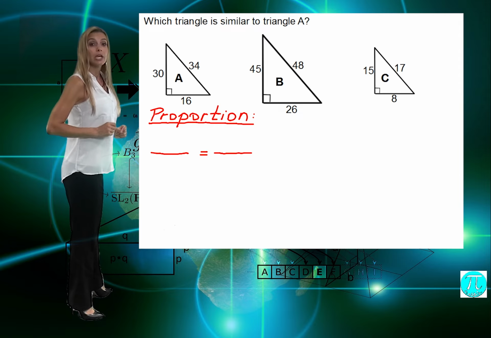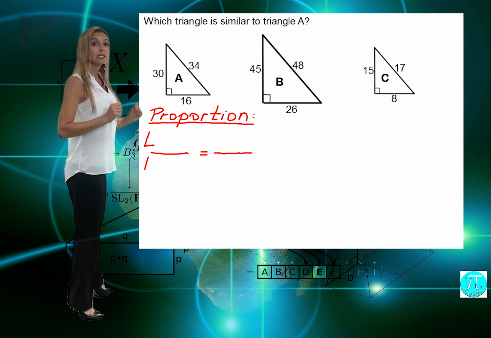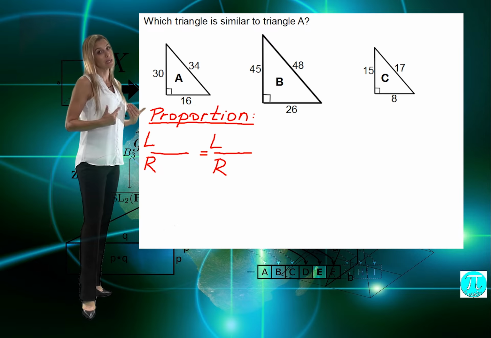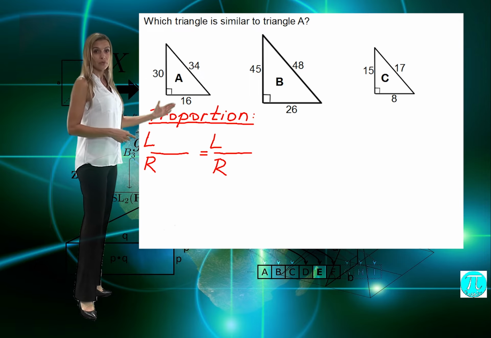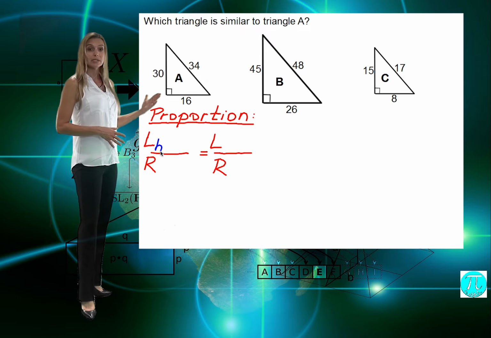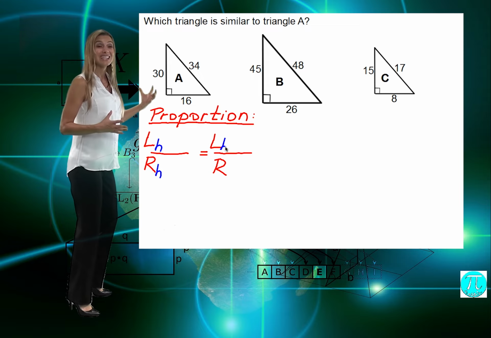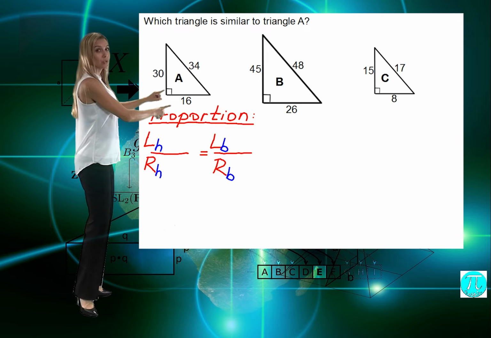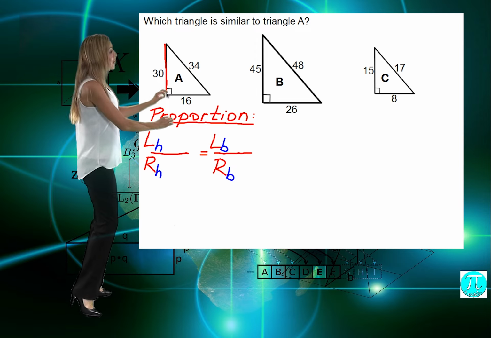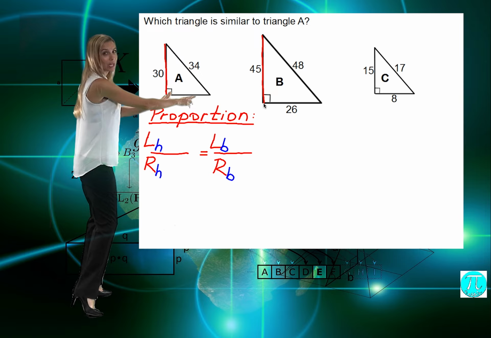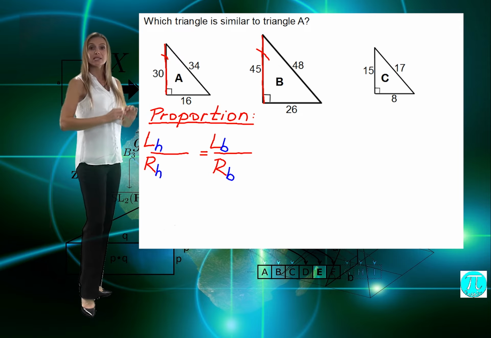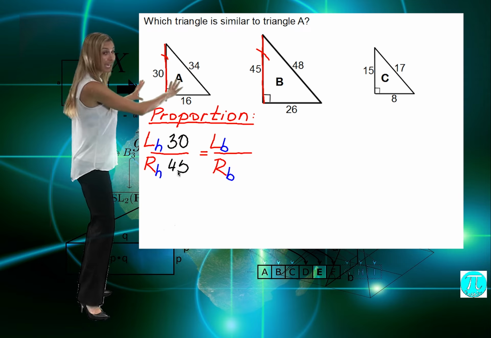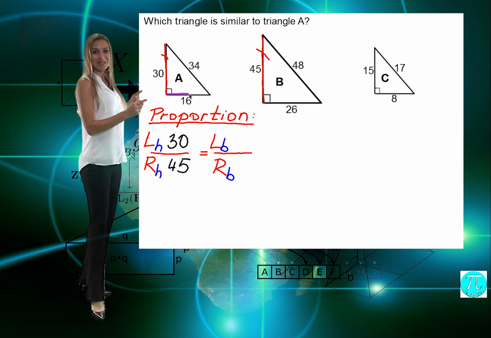When I set up a proportion, I pick a pattern and I stick to the pattern. I like the pattern left to right. What I'm going to do is set up left height to right height, and that should equal the ratio of left base to the right base. Now let's substitute in the numbers.